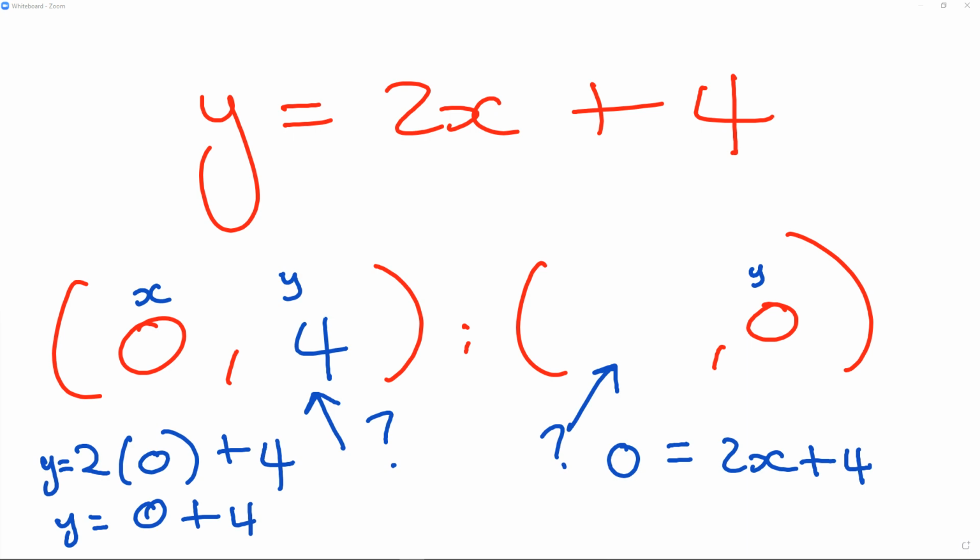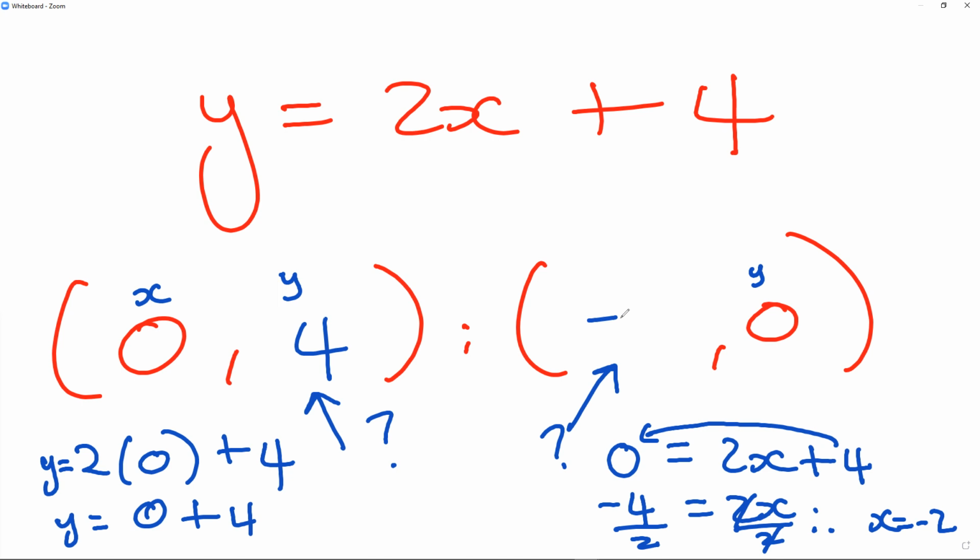So in the first one, we make x equal to 0 and we solve for y. In the second one, we make y equal to 0 and we solve for x. The first one, we get 4. This one, we're now going to move 4 over. It'll become -4. And that's equal to 2x. We then divide both sides by 2, and that becomes canceling out. We want to get x on its own. -4 divided by 2 is -2. So this is going to be -2.